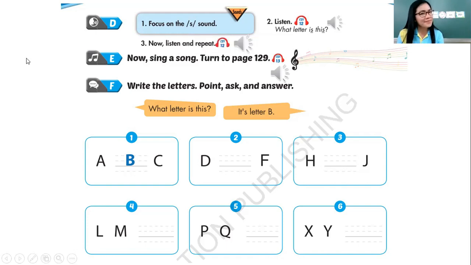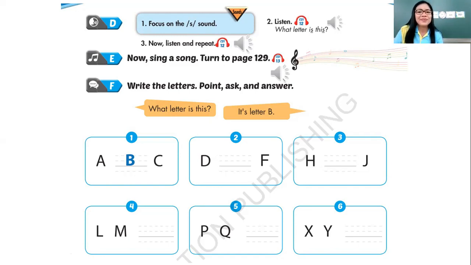Number 3. Pronunciation tip. What letter is this? That's S, correct. What's the sound of S? It's like the sound of a snake, right?